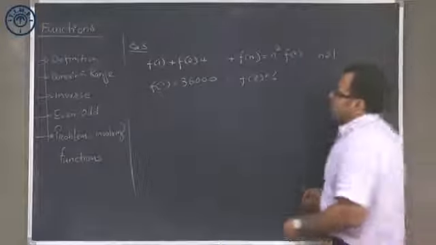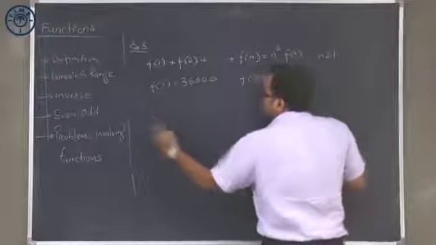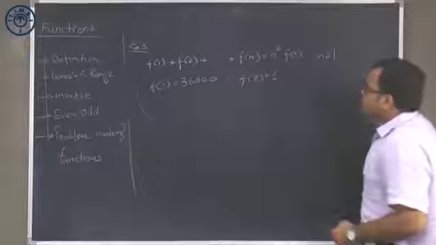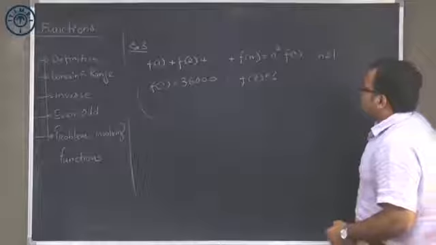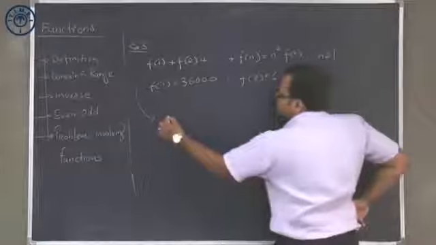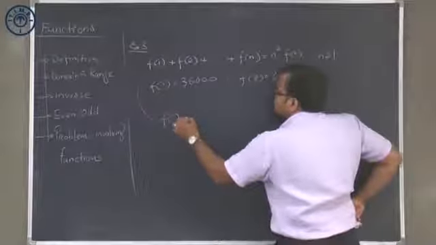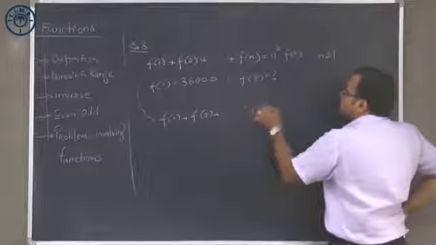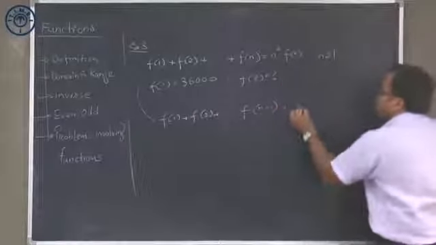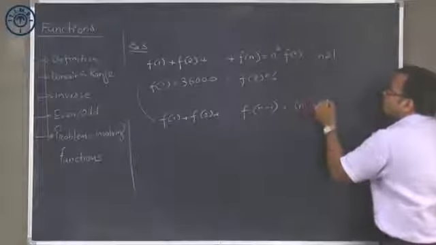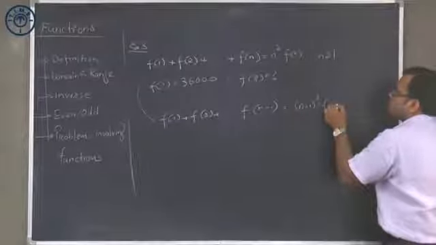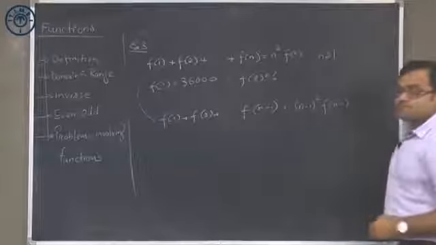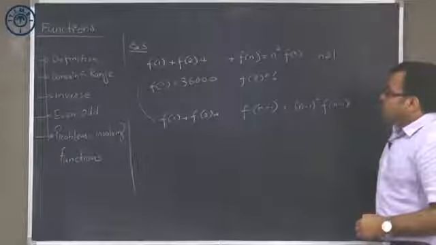What we are going to do is, from here, if f of 1 plus f of 2 plus dot dot dot till f of n equals n square f of n, would it be fair to say that f of 1 plus f of 2 plus dot dot dot till f of n minus 1 will be equal to n minus 1 whole square f of n minus 1?